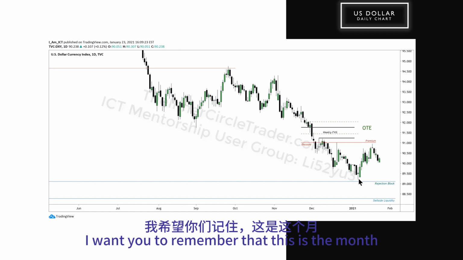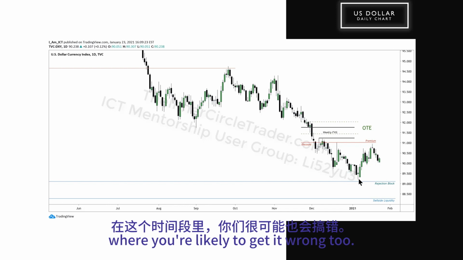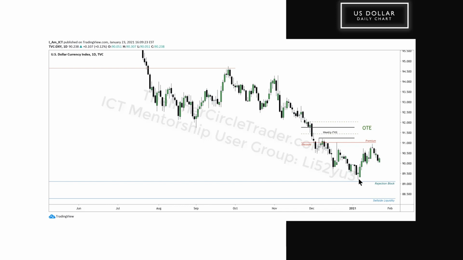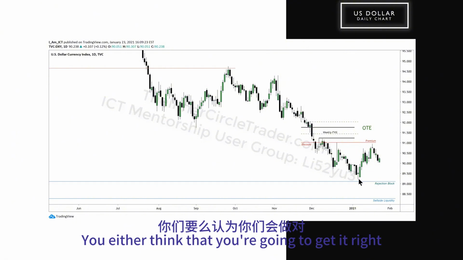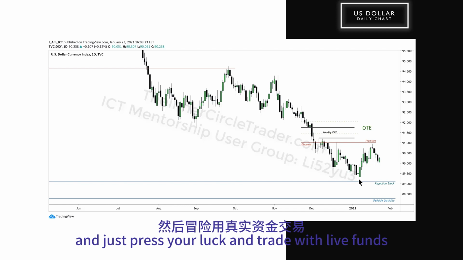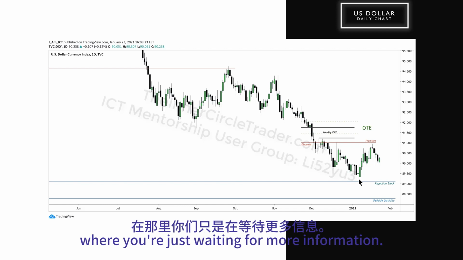I want you to remember that this is the month and this is a time of the year where you're likely to get it wrong too. So you have a choice to make. You either think that you're going to get it right and just press your luck and trade with live funds, or use it as an intel gathering time period where you're just waiting for more information.